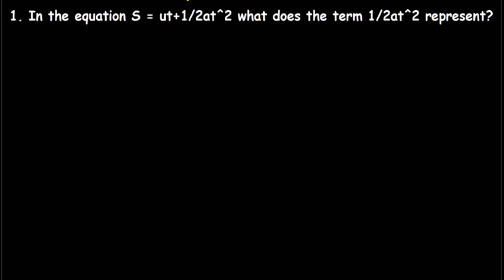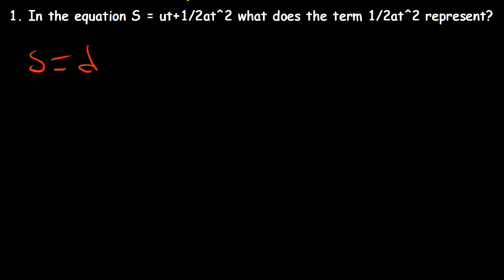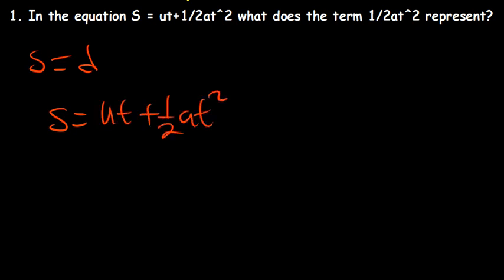Now, the formula which we have is coming from linear motion, the equations of motion. So s is the same as the distance. In this case, we have been given that s is equal to u, initial velocity, times t, plus half at squared. Now, this part, ut, represents the distance traveled due to velocity. That is the first part.